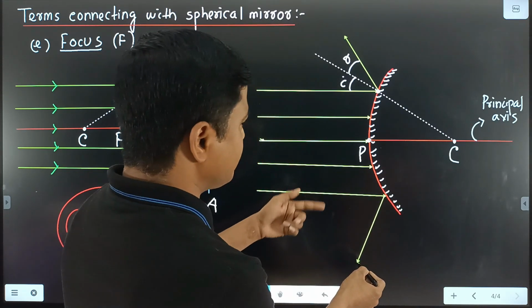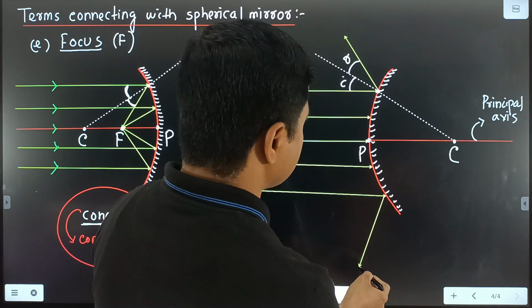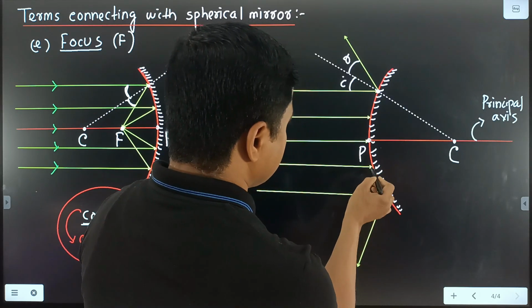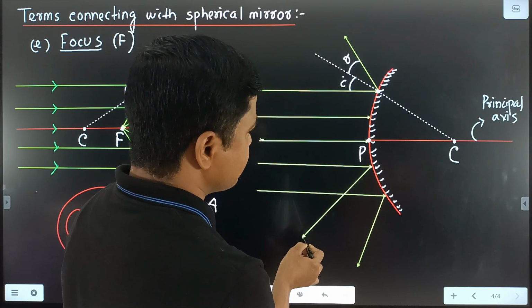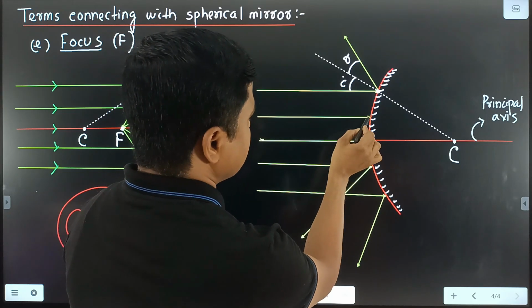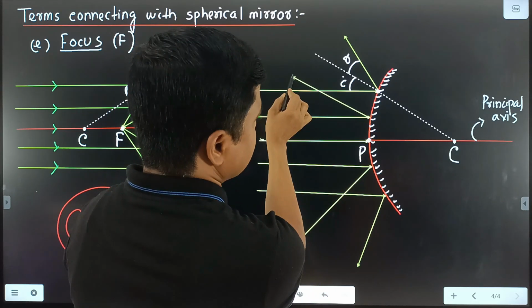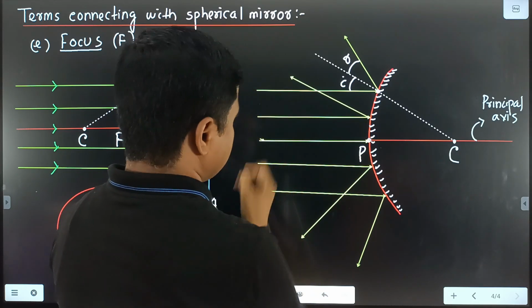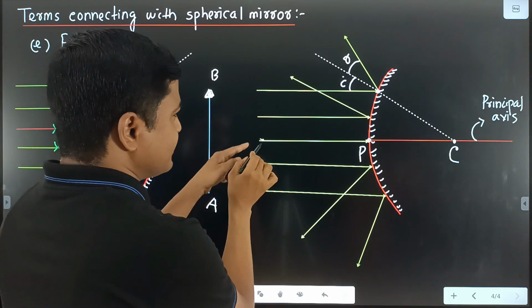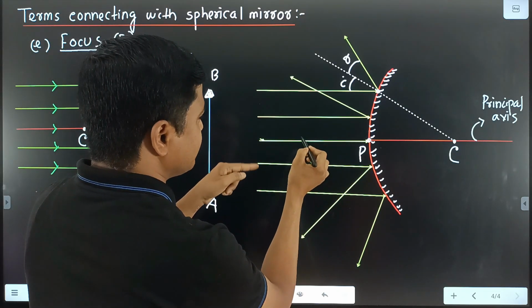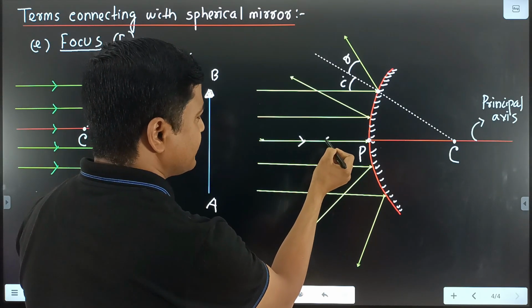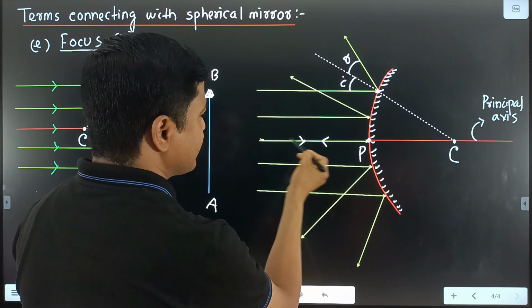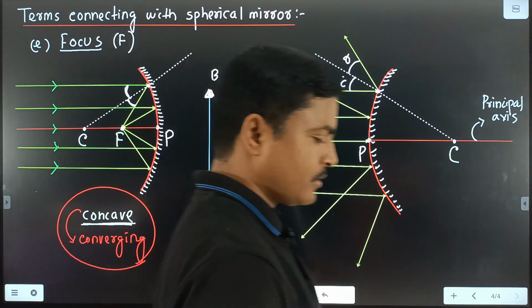Similarly, we draw other reflected rays. This is the reflected ray for this incident ray. This is the reflected ray, and this one is the reflected ray. Clear? And if this ray is the incident ray, then the ray returns back on the same line. You know that.